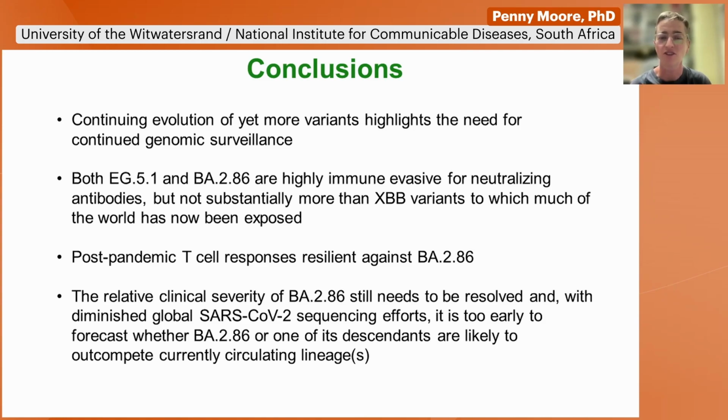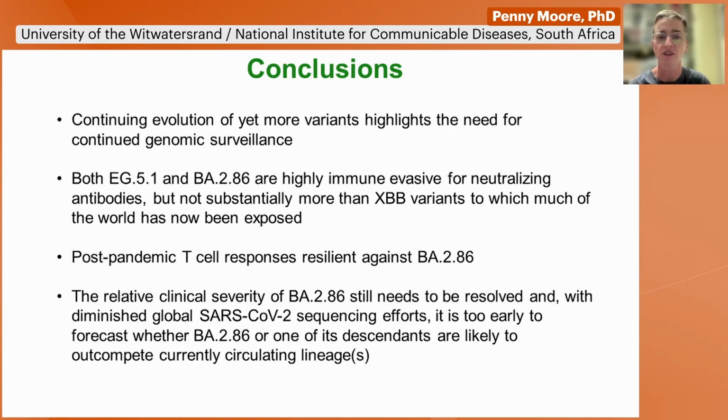The continuing evolution of yet more variants, I think, and the low levels of testing that we're seeing highlights the need for us to continue with this genomic surveillance. We obviously missed something with 2.86, and we may be missing a lot of other evolution. Both of these 2 variants are highly immunoevasive for neutralizing antibodies, but not substantially more than what we've seen so far. Not much more than the XBB variants, which have infected much of the world.